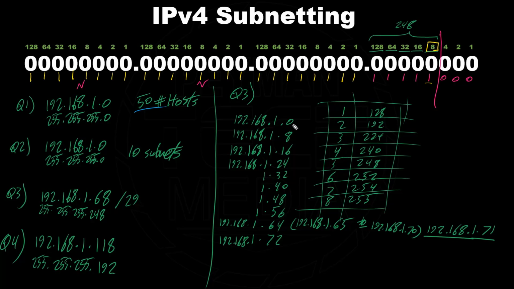And then we increment by 8 on the last octet. This is the cut line on the last octet. Why is it here? Because of the number 29, right? 29 network bits turned on. If we count left to right, 29 ones, we end up here.